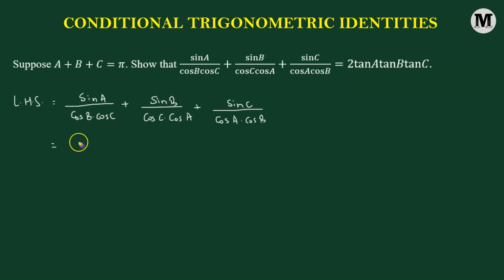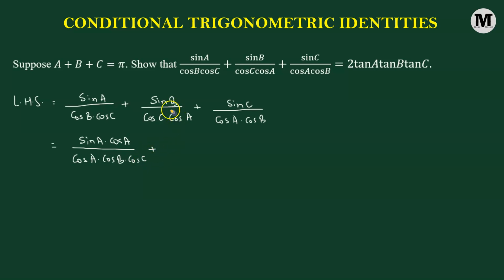So for the first term, what we'll do, we're going to multiply both numerator and the denominator with cosine A, such that we get sine of angle A times cosine of angle A. So we have to do that to the numerator as well. So we get a denominator as well. So we have cosine of A times cosine of B times cosine of C, added to.